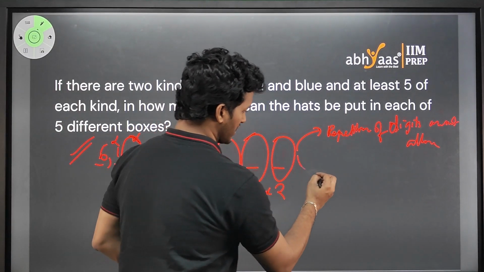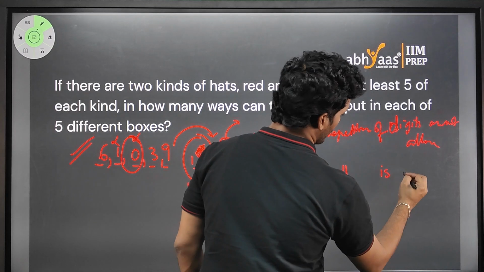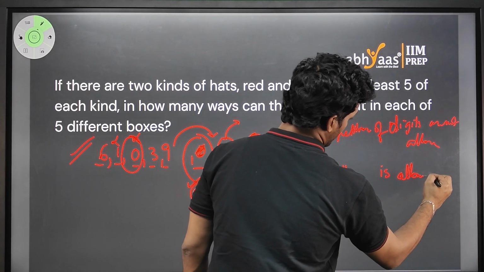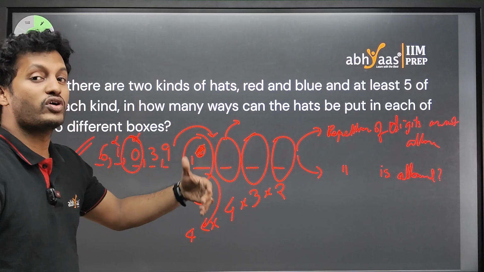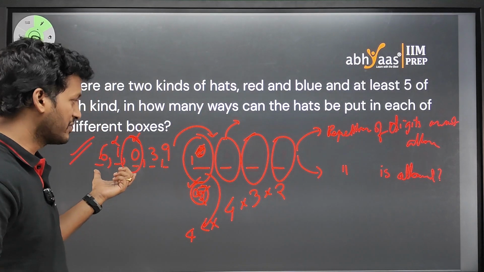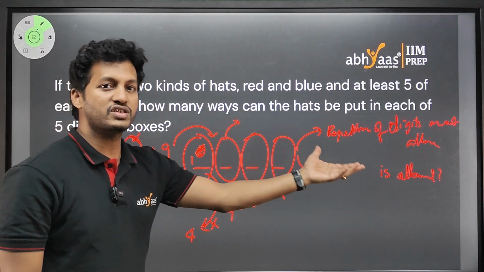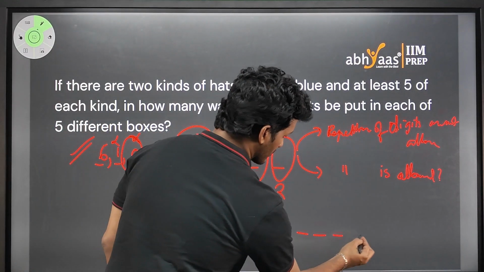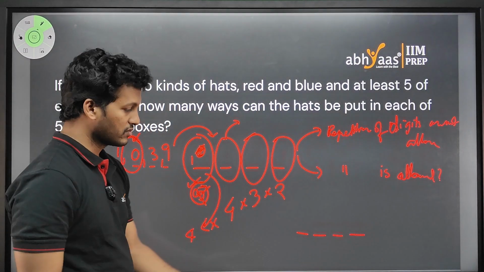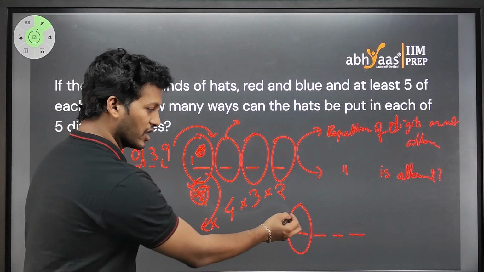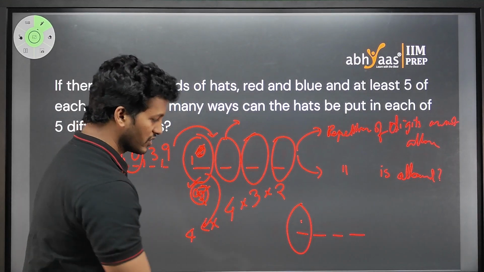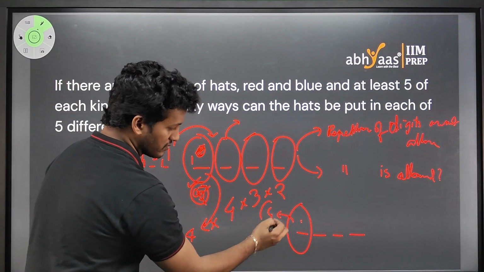What if the repetition is allowed? How many 4-digit numbers can be formed with these 5 digits if repetition is allowed? Again, 4 boxes are there. In how many ways can I fill this box? Even if repetition is allowed, I cannot fill this box with 0, isn't it? So again, I have 4 ways only.